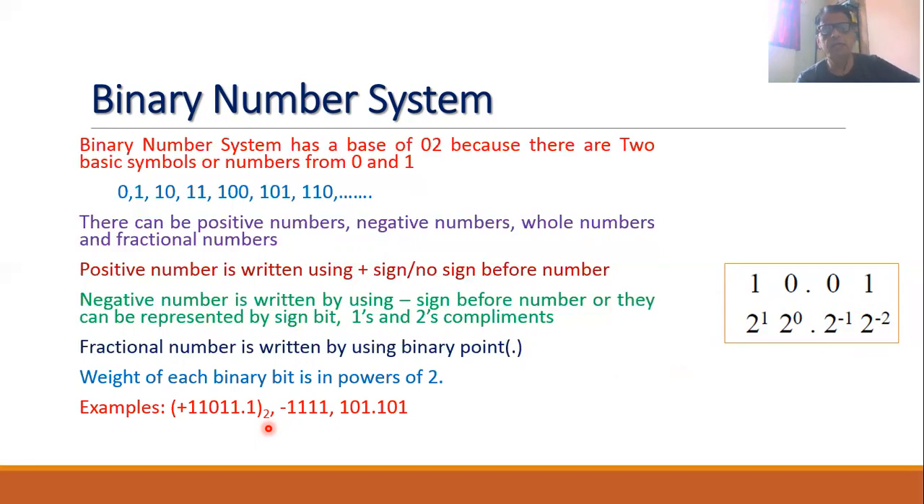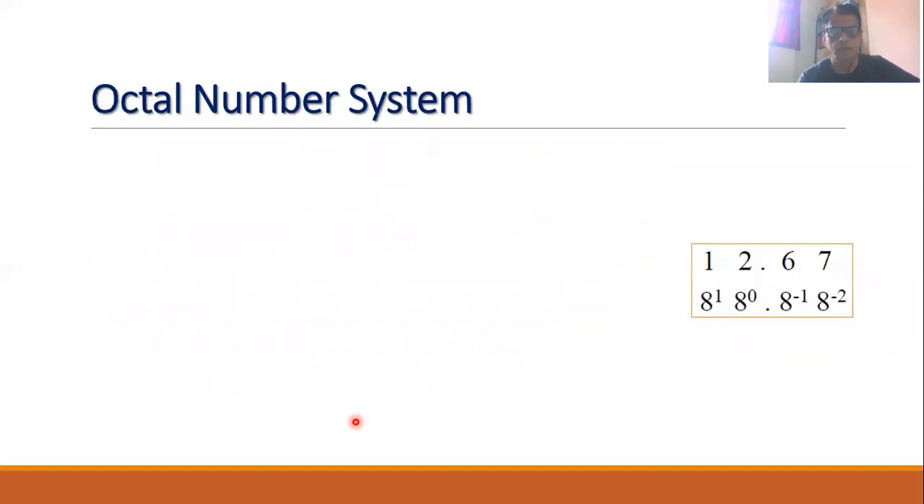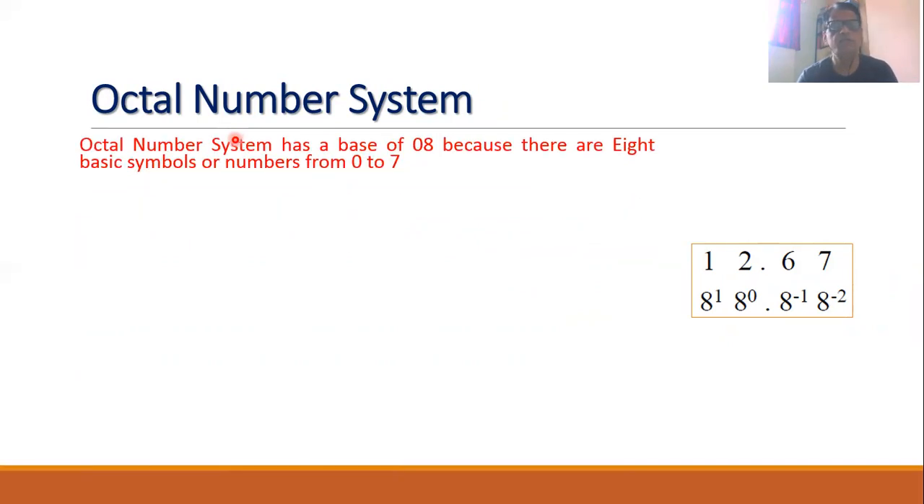The second one is a negative binary number, and the third one is a positive fractional binary number. Another number system that is being commonly used is the octal number system. Now, as its name suggests, this number system has a base of 8. That is, there are 8 basic symbols or 8 basic numbers, and these numbers are from 0 to 7.